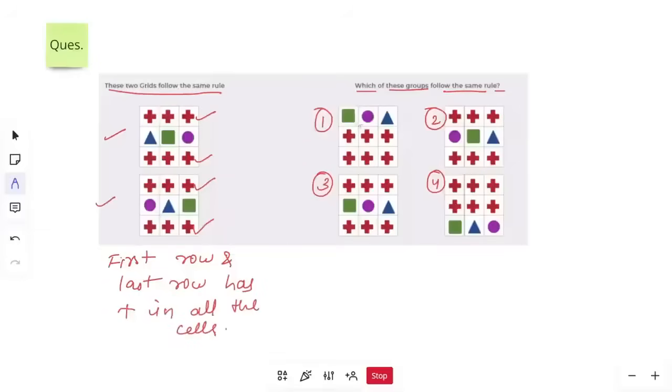Now let's see this first option. In the first option, the first row does not have the plus in all the cells. Let's see the second row. Yes, the second row does have. So we can say yes, this is following the logic. Third row, the third image, yes, the third image is also following it. So we can say yes, this is also following the logic. And the fourth again is not following the logic. So the correct answer for this question is image number 2 and image number 3, which are following the same rule as per the given images.